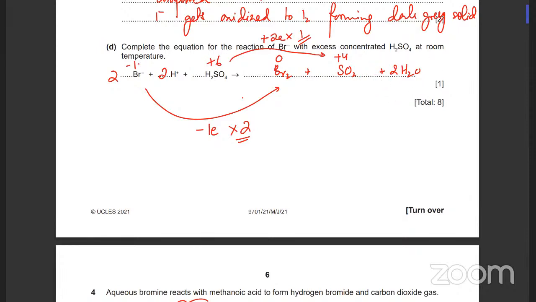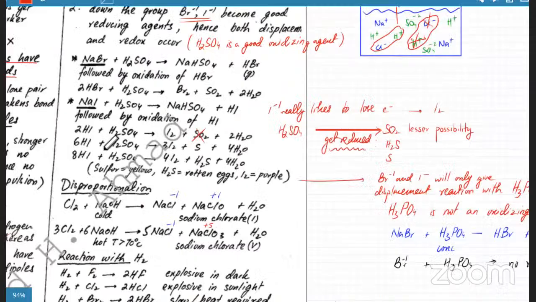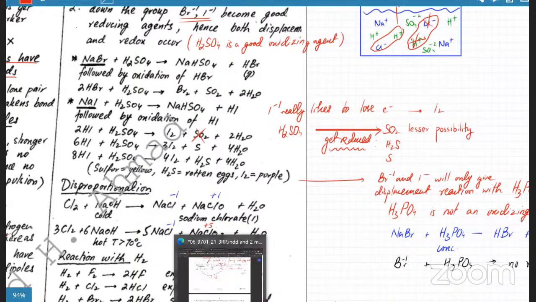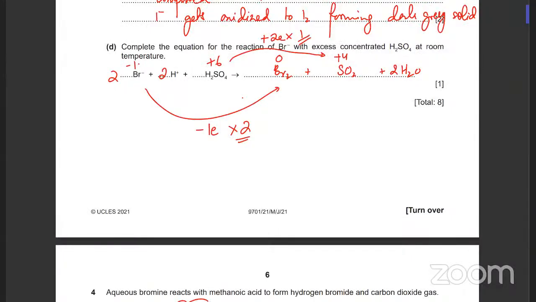I'll do a more difficult one. Let's say they ask you to make this equation. Let's talk about HI reacting to form sulfur plus H2O, right? That would be slightly harder to balance. So you've got HI reacting with H2SO4, and they're saying that it forms I2, and it forms sulfur plus H2O, right?